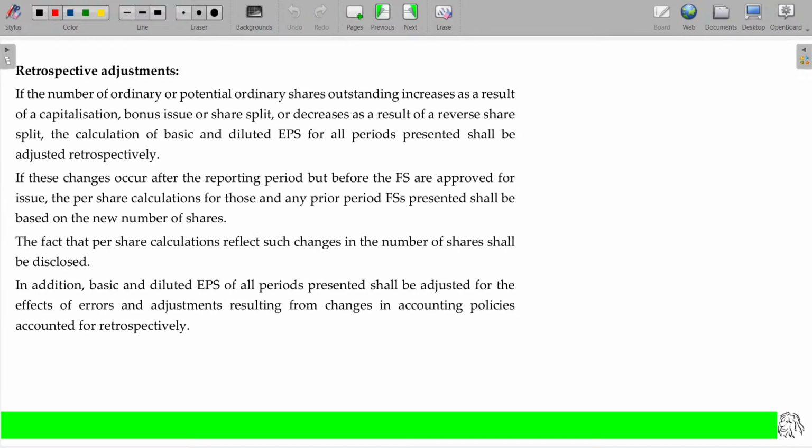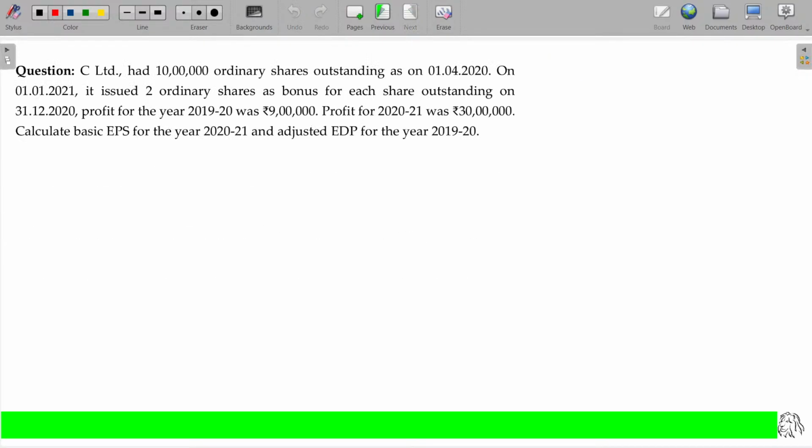Let's try one more illustration. Final illustration, this one. C Limited had 10 lakhs ordinary shares outstanding on 1/4/2020. On 1/1/21, it issued 2 ordinary shares as bonus for each share outstanding. Earlier 10 lakhs, 2 bonus shares means it becomes 30 lakhs. The profit for the current year being 9 lakhs and the next year being 30 lakhs.